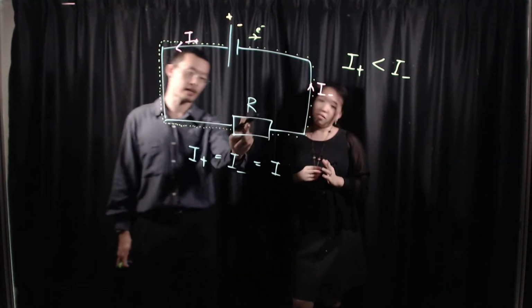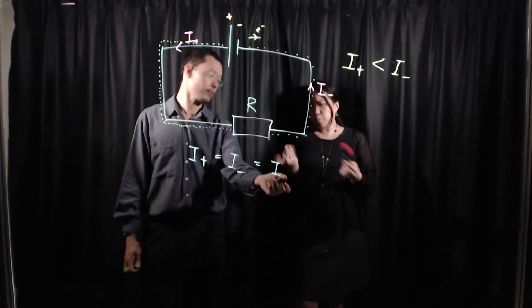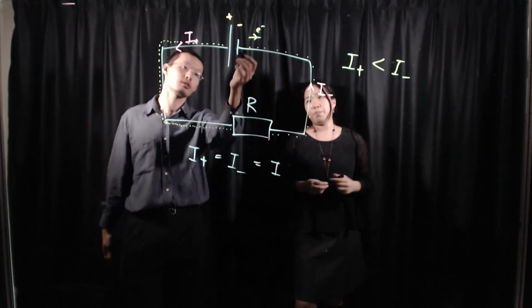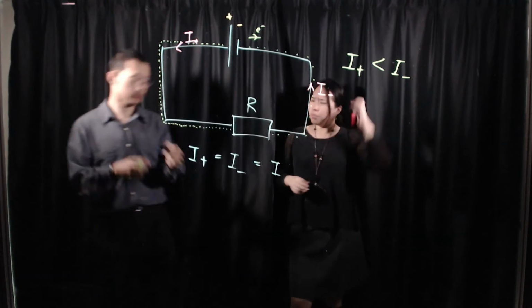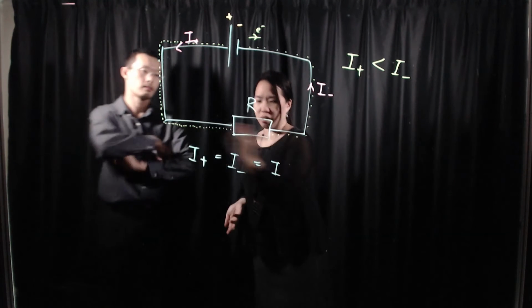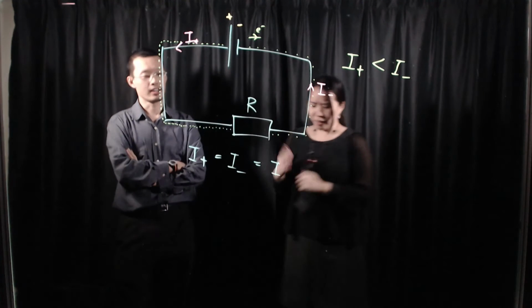But what's the current through the resistor? I suppose it will have to be I too. So just I everywhere. Through the battery? Yeah, same. But what does the resistor do? If this logic is correct, it doesn't slow the current down, right? So what does the resistor do?